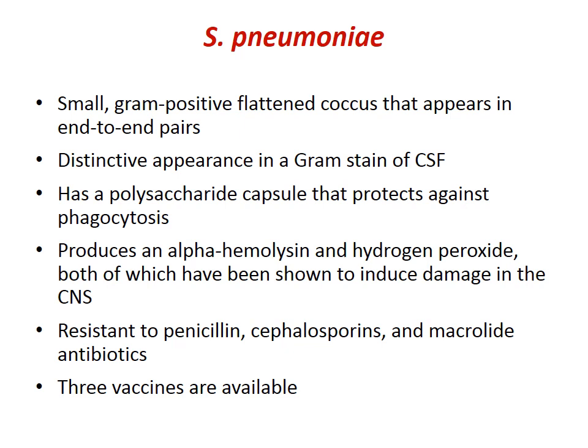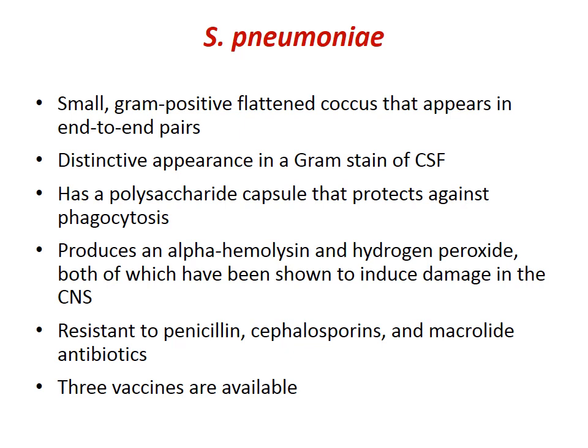Streptococcus pneumoniae is going to be a small gram-positive flattened cocci that appears in end-to-end pairs. Again, strepto means chain, so these appear to be gram-positive chains of circles. We see this again in the CSF. We know that our concern would be strep.